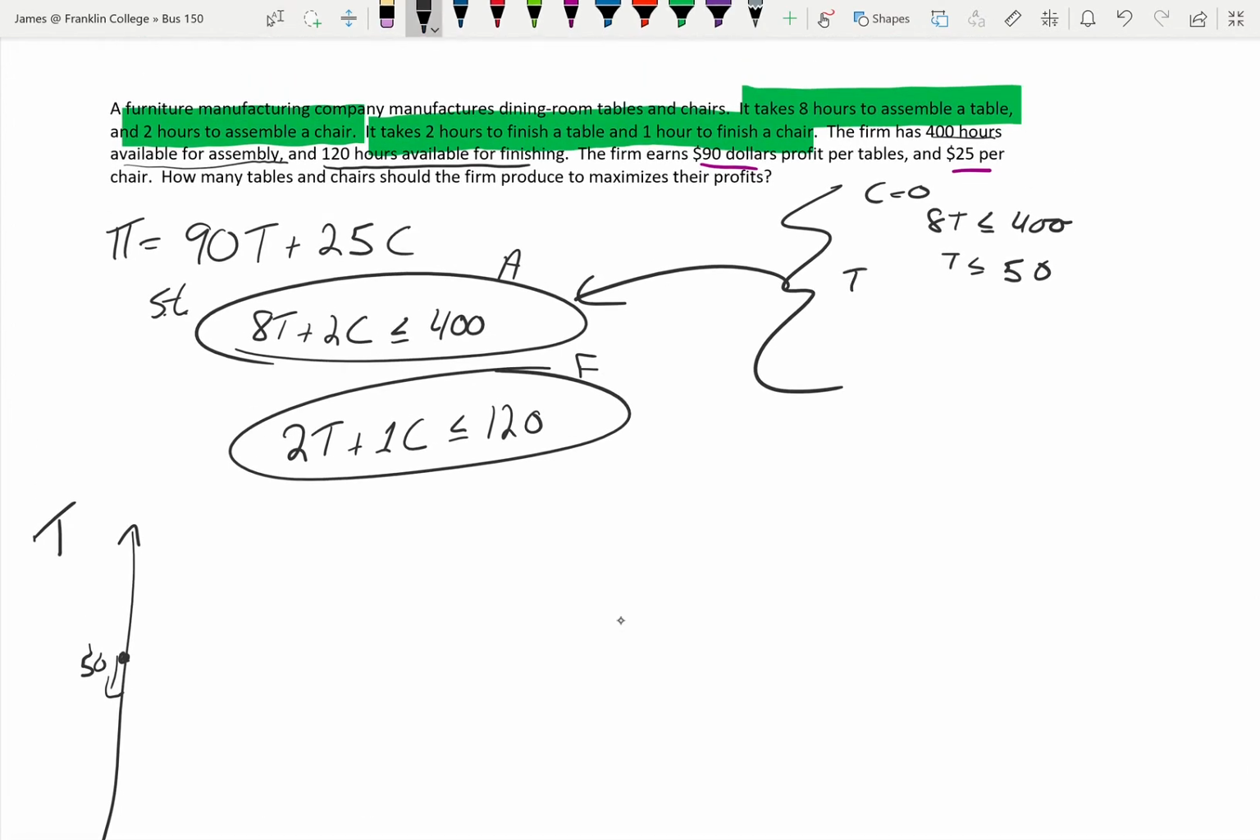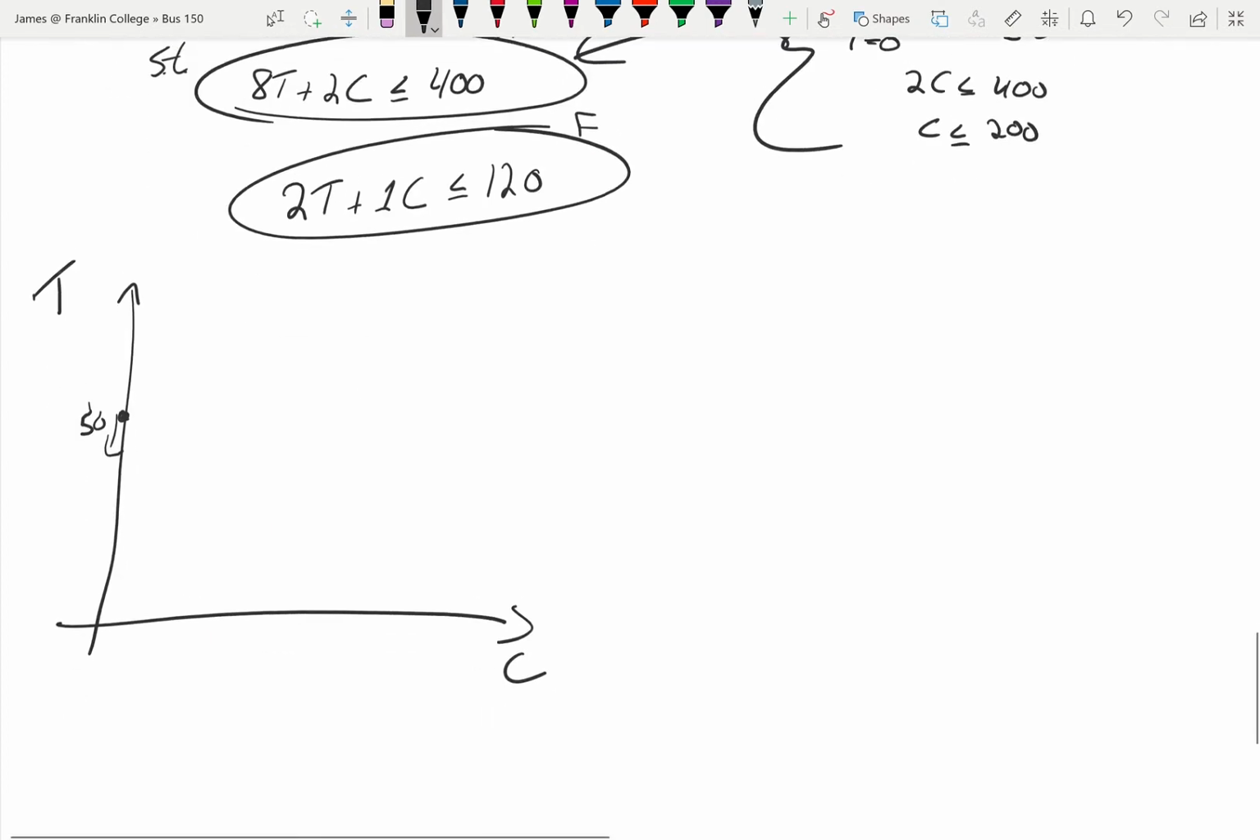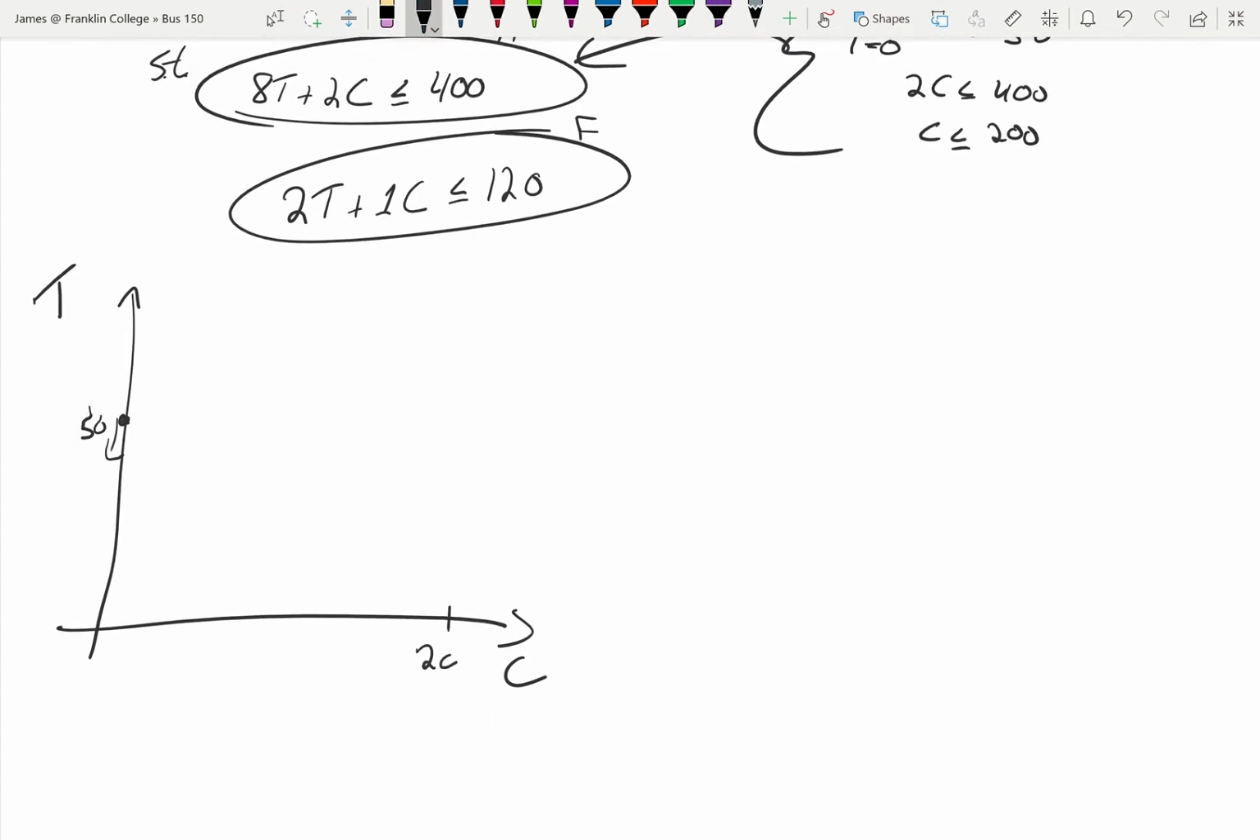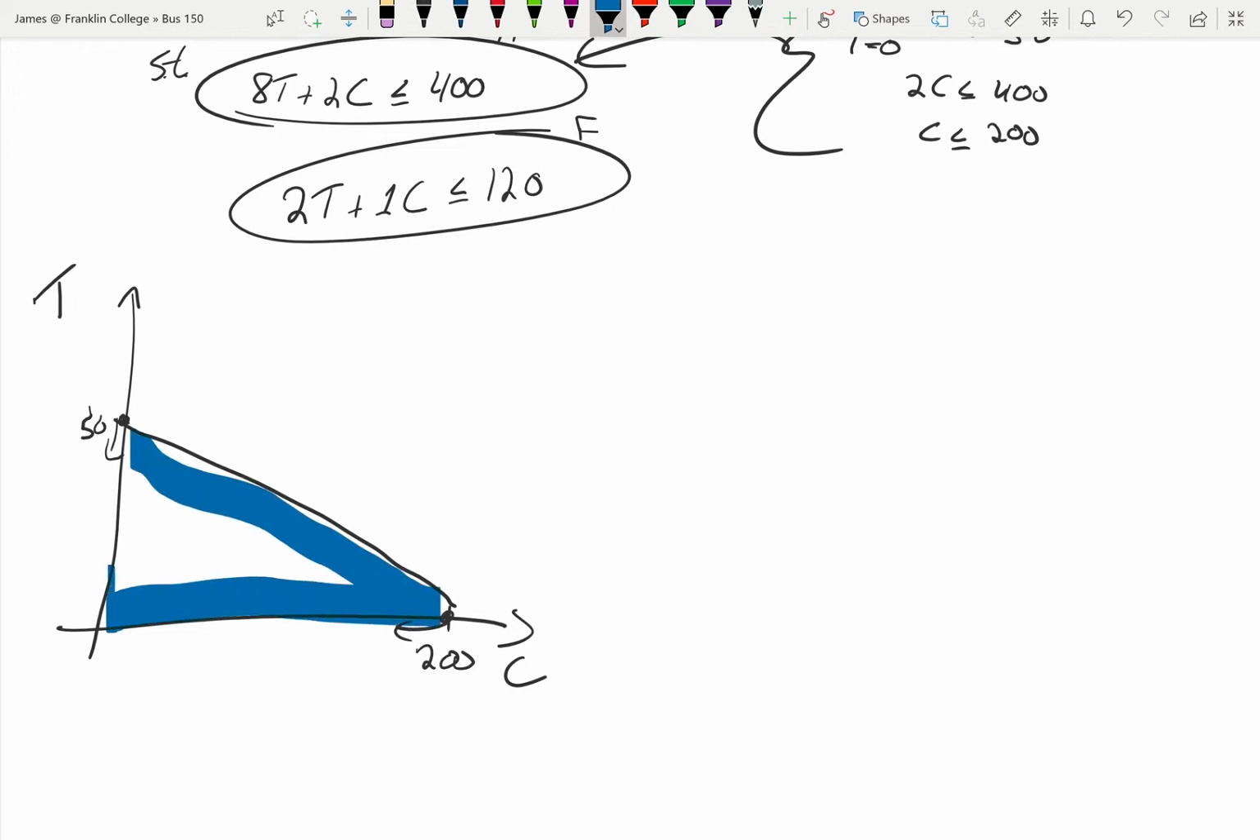And then likewise, when t equals 0, we're going to have 2c has to be less than or equal to 400, or c has to be less than or equal to 200. Mark off 200, and we know that c has to be less than or equal to 200. Draw a straight line between those 2 points. Fill in the respective inequality zone.